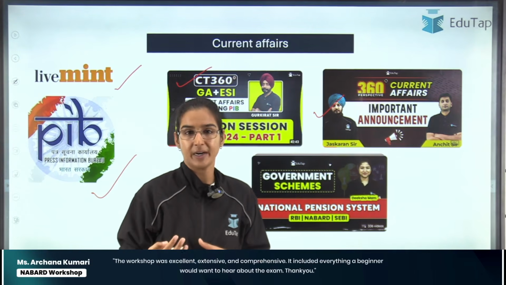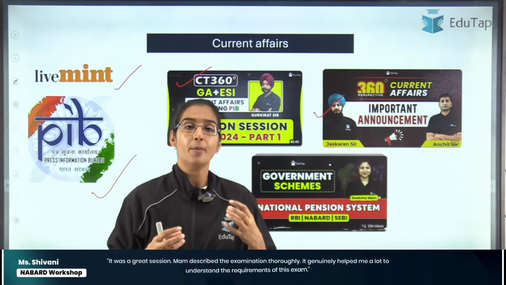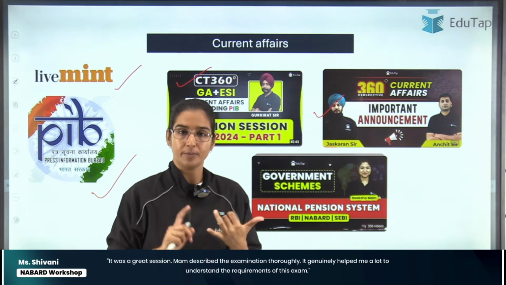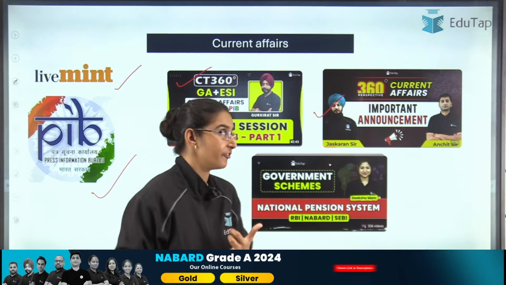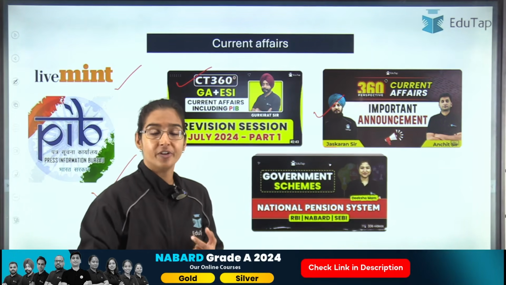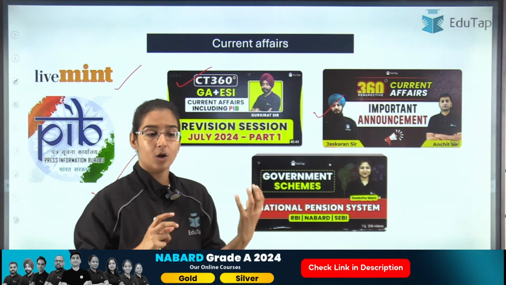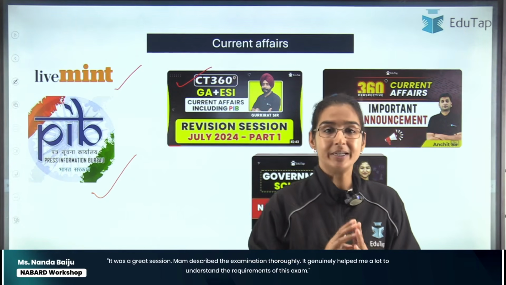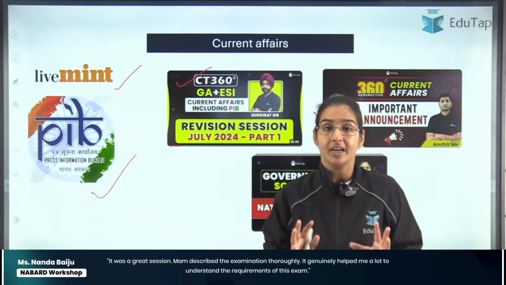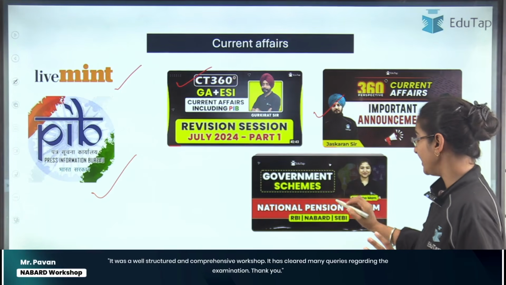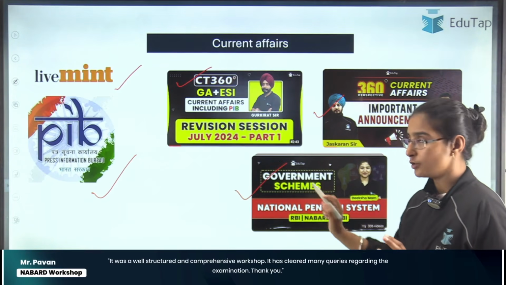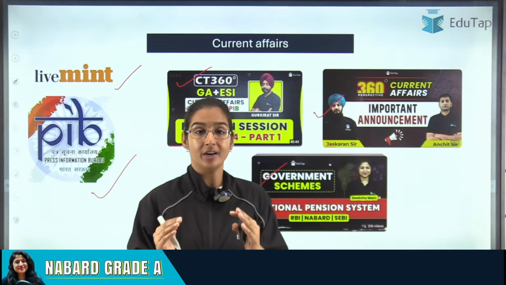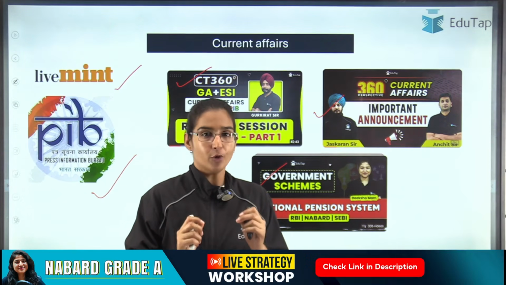In Perspective 360, all the important news is covered from the descriptive point of view. So you can see that we are covering both the objective part and also the descriptive part of the current affairs. Apart from that, in the NABARD examination, government schemes are of utmost importance, right? So we have a dedicated playlist by Diksha ma'am also, on the government schemes. So you can refer to that as well. So these are the sources which you can refer to for the current affairs if you are preparing on your own.